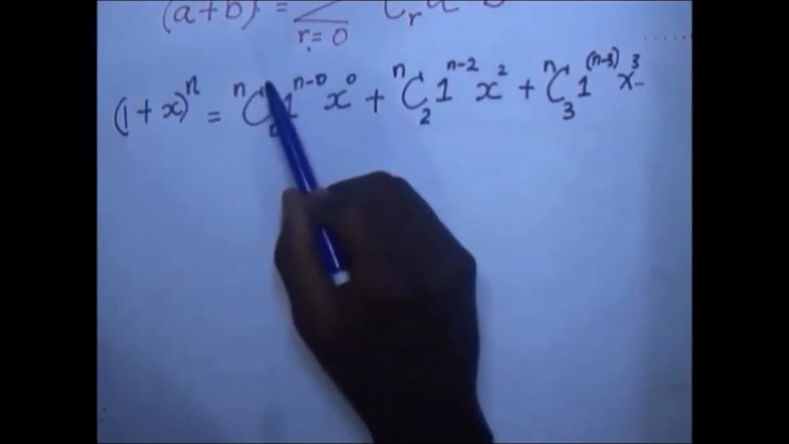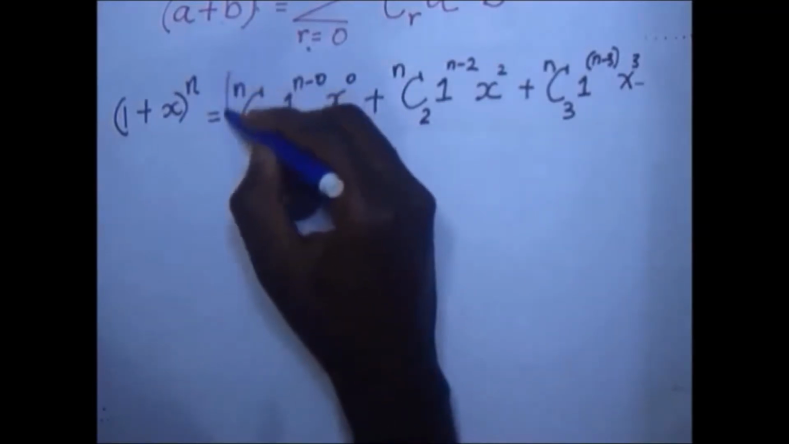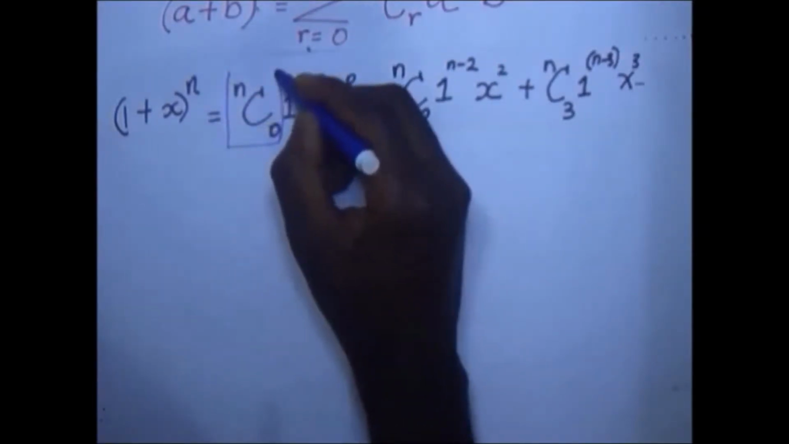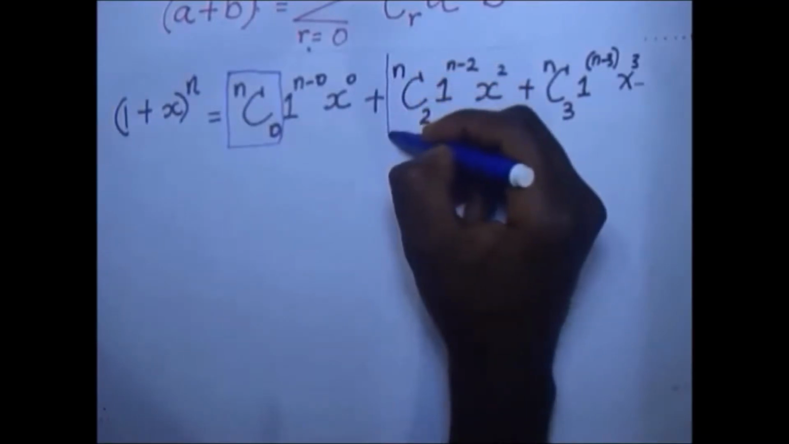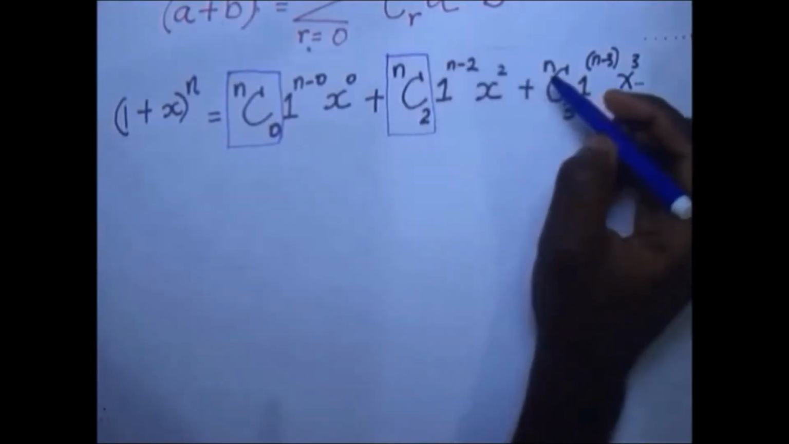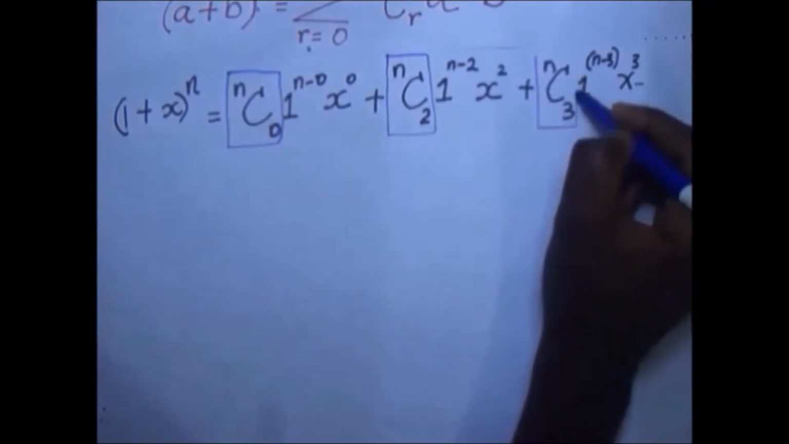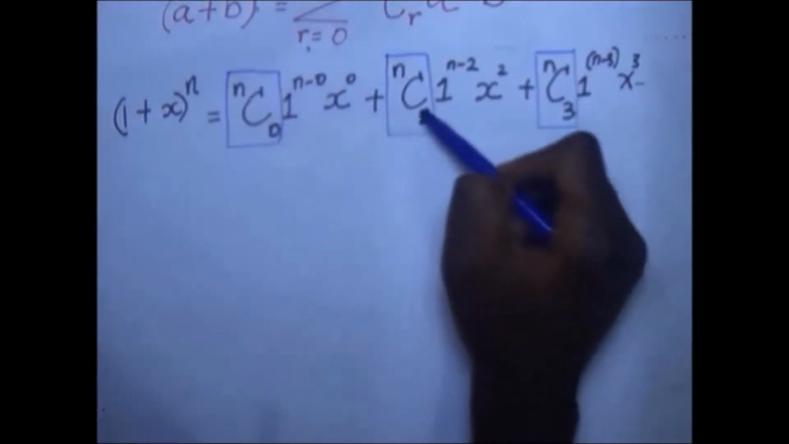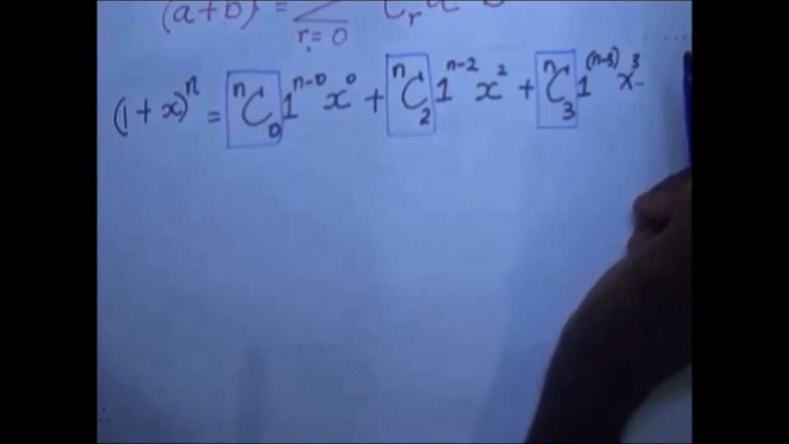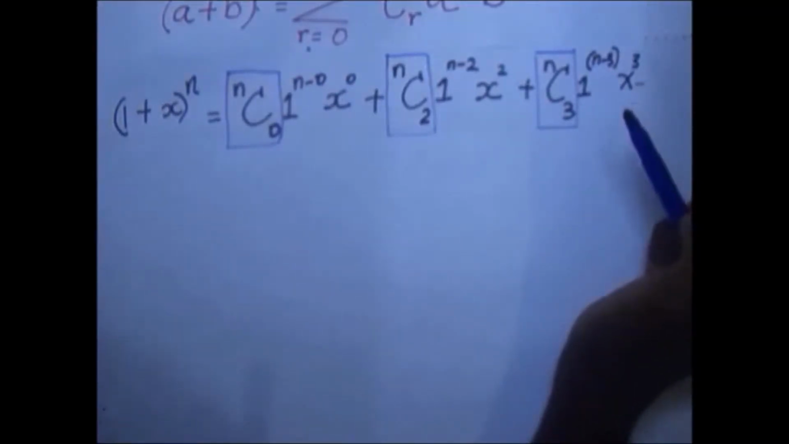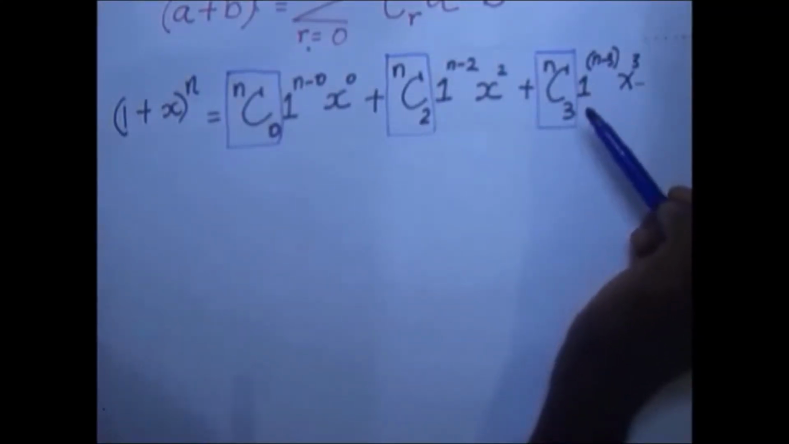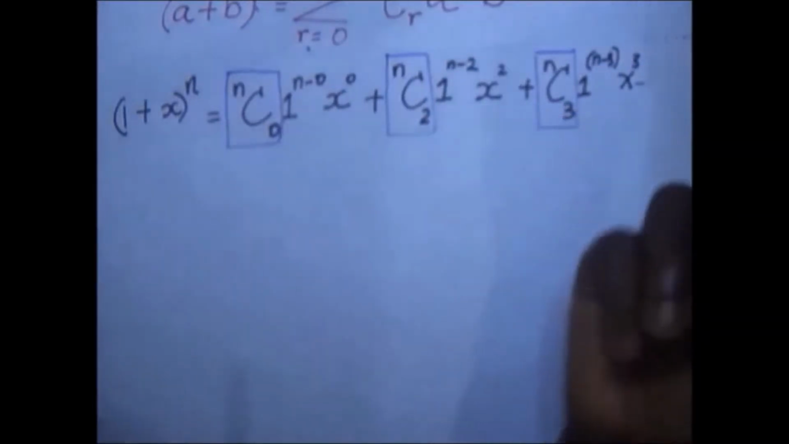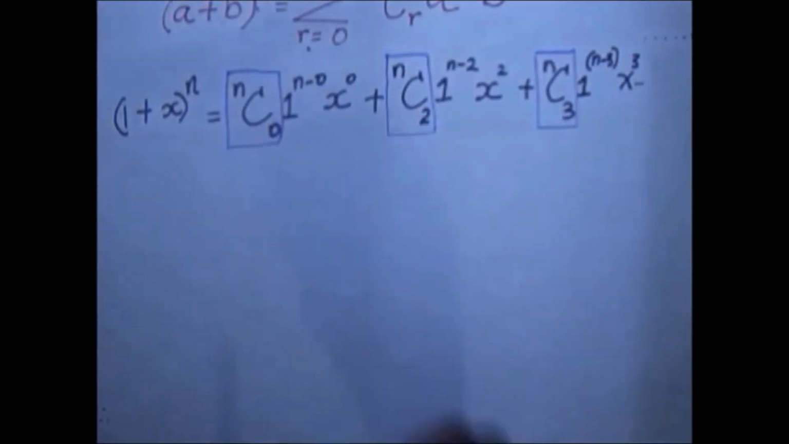Then we have n combination 0. Now how do we sort this? How do we express this mathematically? n combination 2, n combination 3. If we knew the value of n, we would just put the figure and punch it in the calculator and get the answer. But in the event that you do not have a calculator, this is how you find the value of n combination 0.